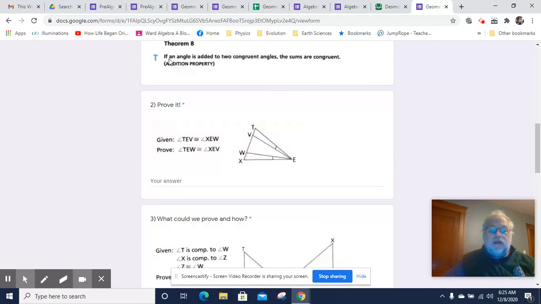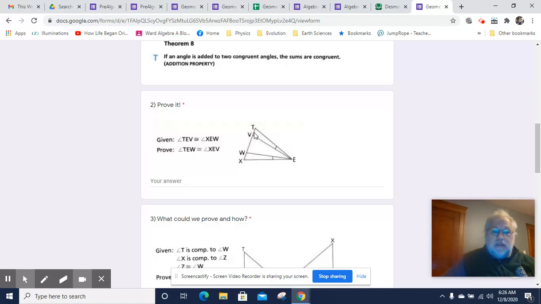So here we're going to be applying Theorem 8. If an angle is added to two congruent angles, the sums are congruent. So we have congruent angles here, and we're adding this angle. So we know that TEV and XEW are both congruent, and this little mark indicates that they are congruent as well. That's a way of symbolizing it. So we want to prove that TEW is congruent to XEV.